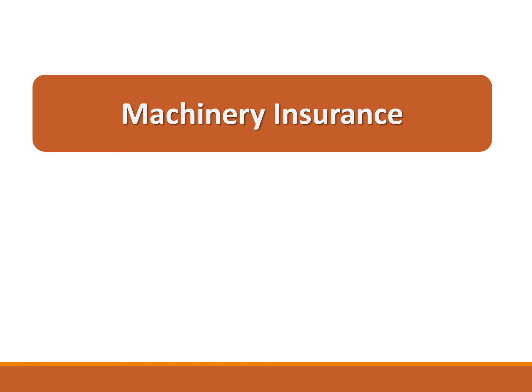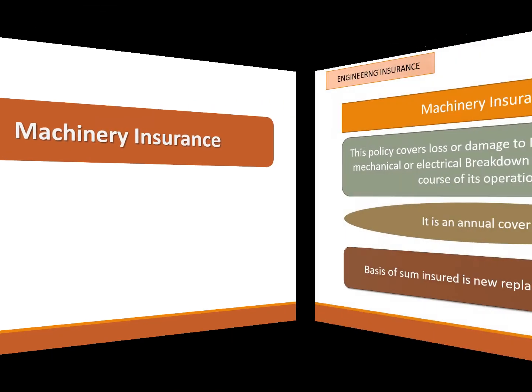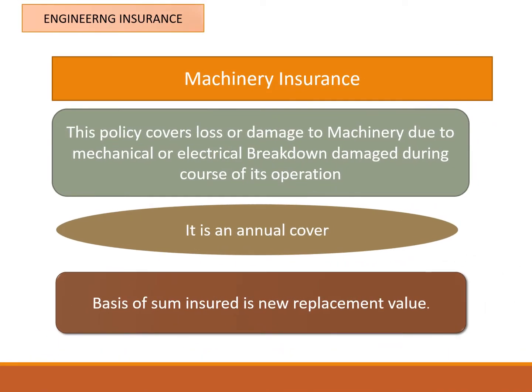Machinery insurance or machinery breakdown insurance. This policy covers loss or damage to machinery due to mechanical or electrical breakdown damage during course of its operation. It is an annual cover. Basis of sum insured is new replacement value.